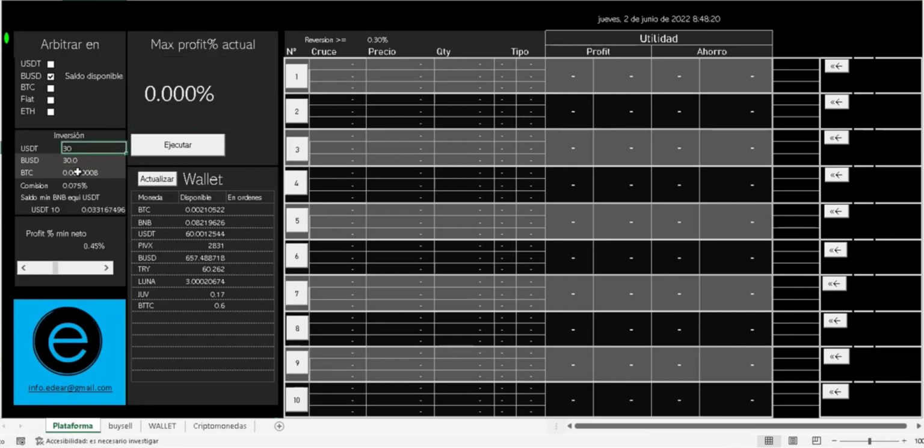I remind you that everything is based on USDT. I put 30 USDT, and it brings me how much those 30 equal in BUSD and how much in Bitcoin. In this way, it is much easier for me than suddenly looking for units in Bitcoin. To know how many units I will need in Bitcoin, I do it here, and it automatically converts to those units. Obviously, with the commission with which it is being worked.